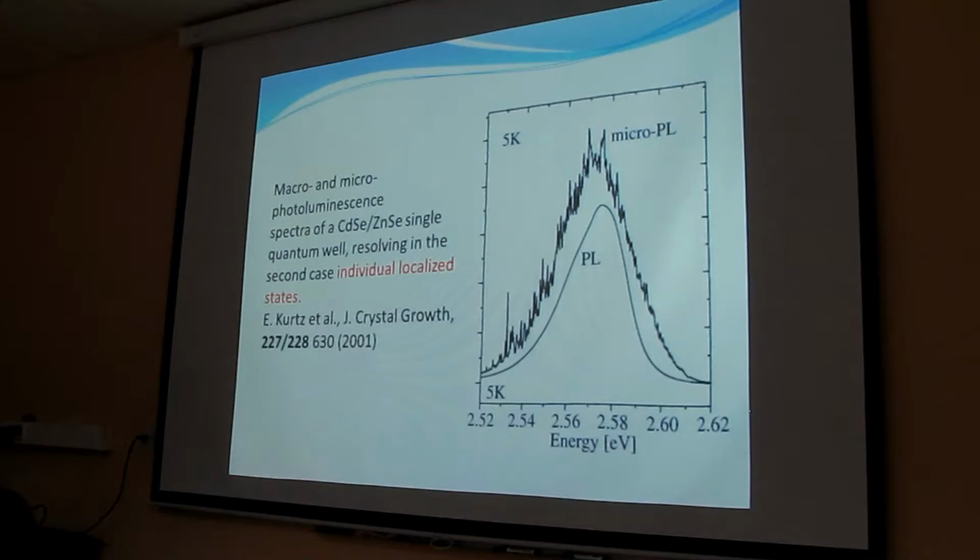And this is a comparison between a macroscopic luminescence spectrum, this flat curve here, and then by maybe confocal microscopy or something like this, you can investigate a tiny spot, and if you do so, you see here many spikes. These spikes are not noise, these are individual localized excitons localized in the various well width fluctuations.